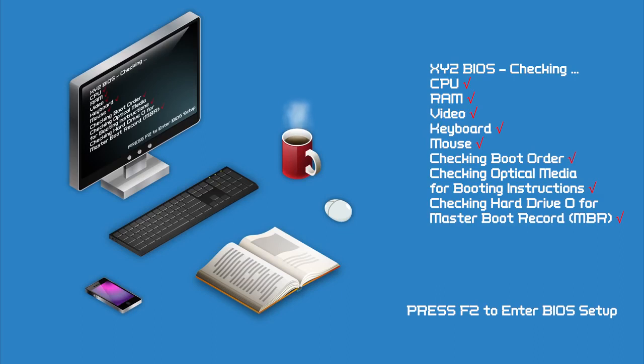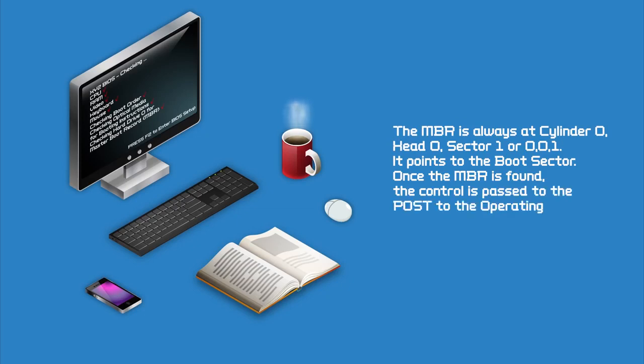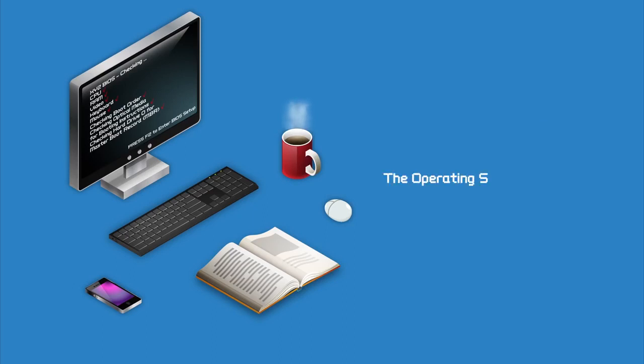Most computers are set up to check the optical drive first. This makes it easier to install new operating systems. Then they check the very first hard drive, drive 0. POST is looking for the master boot record. The master boot record is always at cylinder 0, head 0, and sector 1. It points to the boot sector. Finally, POST is done, and the operating system takes over.